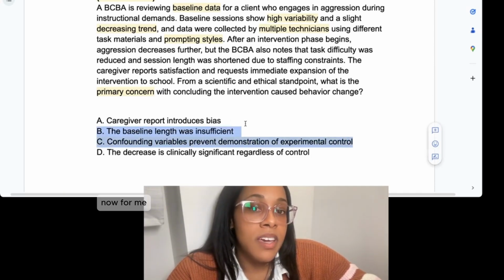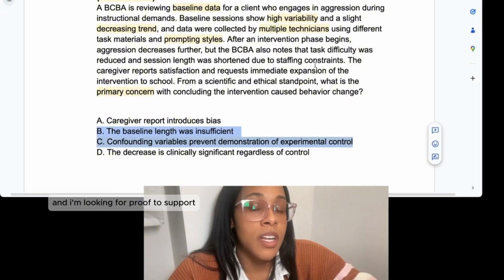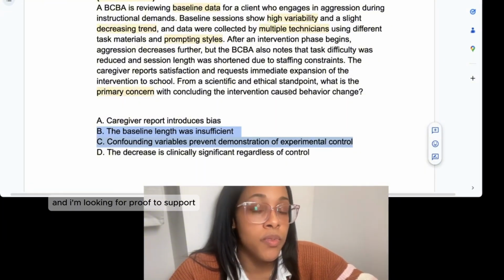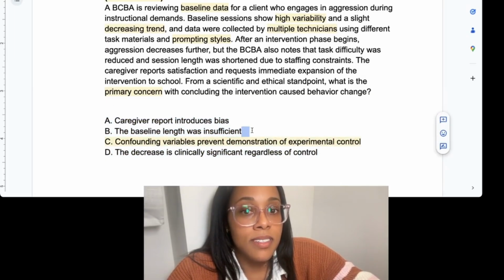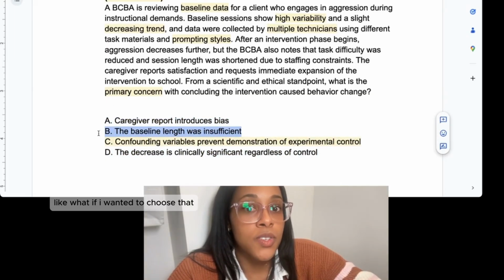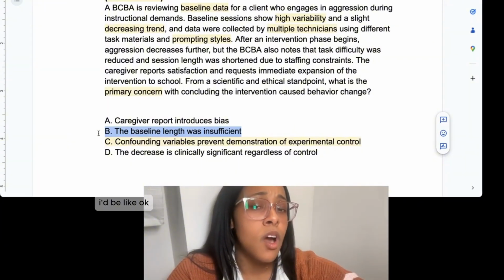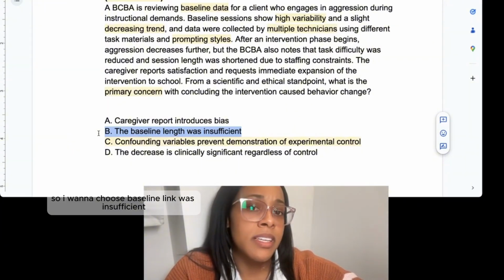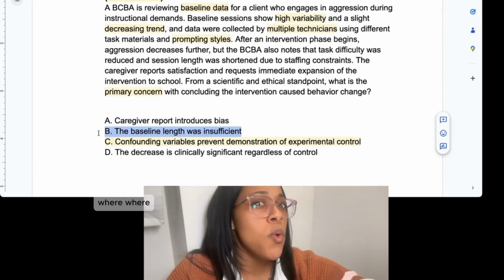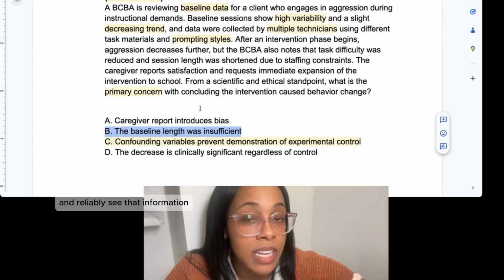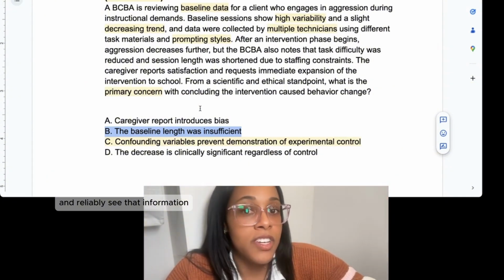Now, for me, maybe I might go to these last two, but if I go back to the question and I'm looking for proof to support, let's say I wanted to choose B. What if I wanted to choose that? If I was stuck between B and C, I'd be like, okay, I want to choose "baseline length was insufficient." How do I know it's insufficient? Where can I go back to the question and reliably see that information?